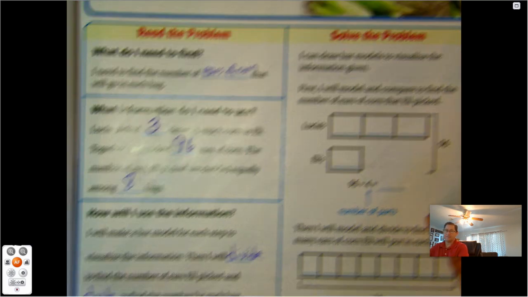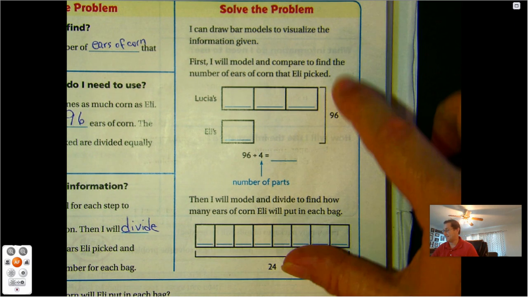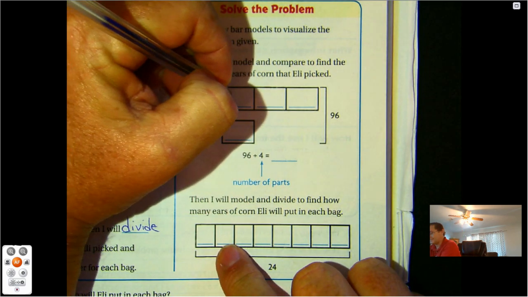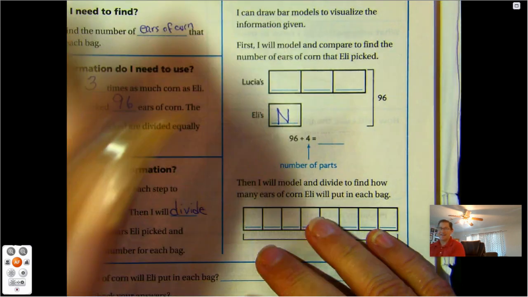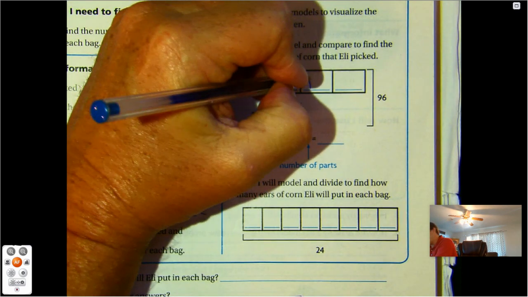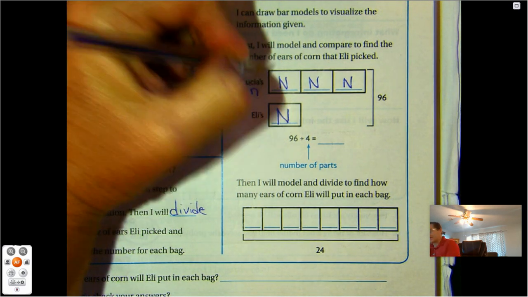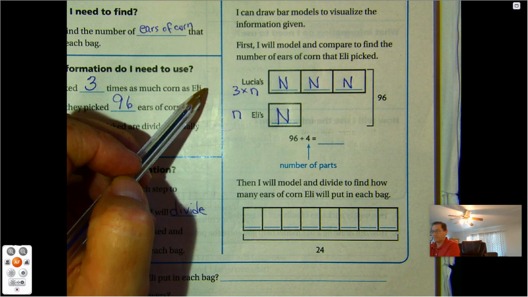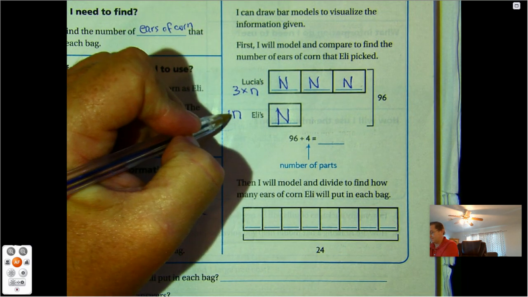Okay, so let's see if we can figure out how many ears of corn they picked. So we notice that combined, they have 96. That's what this tells me. Combine these two things equals 96. And we know that Lucia's is three times as much as Eli's. Well, that's the only thing I know. I don't know anything else about Eli. So I'm going to call that N. I do know that Lucia's was three times as much as Eli, so hers would be three times Eli. Eli is just N. So how many total N's or how many total parts do we have? Four. One, two, three, four. Three N and one N is four N.